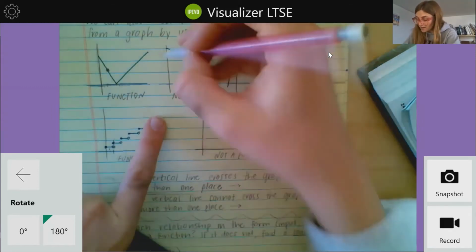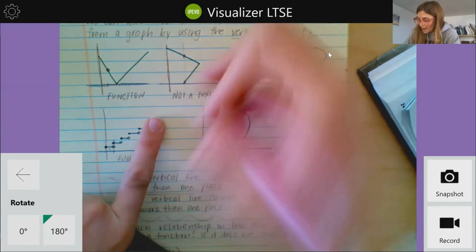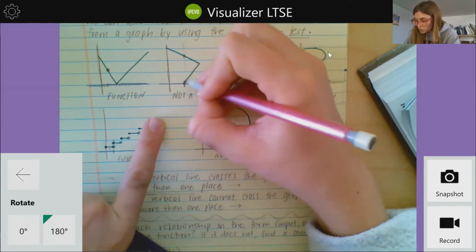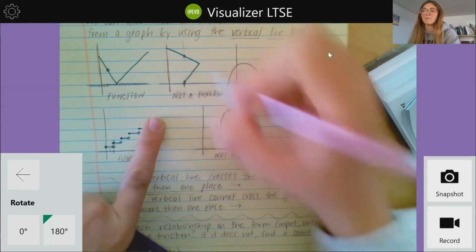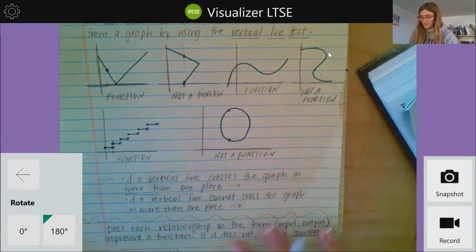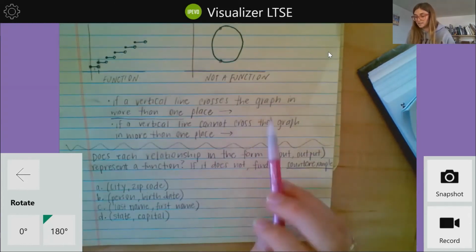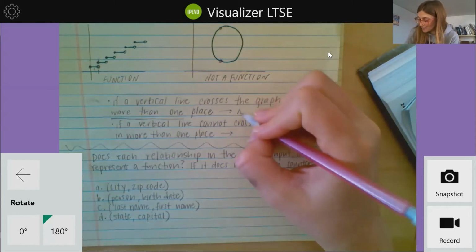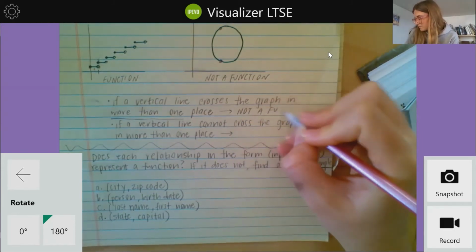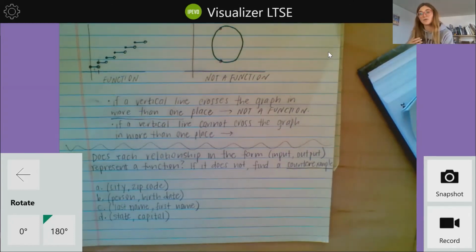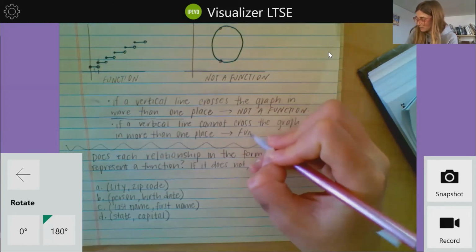And then when something is not a function, I would have one input, this would be my input along here, but two separate outputs show up. And that's why that is not a function. Again, just to state it again, if a vertical line crosses the graph in more than one place, that is not a function. And if a vertical line cannot cross the graph in more than one place, then it is a function.